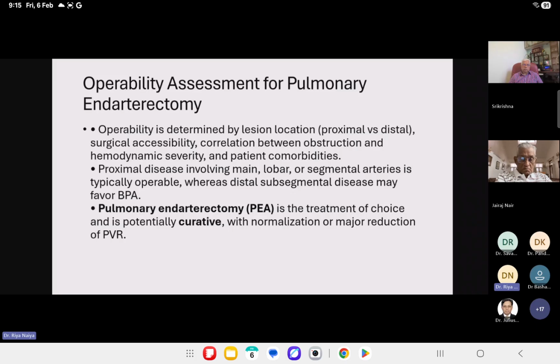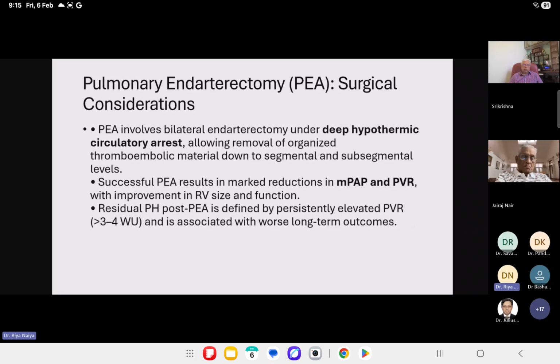Pulmonary endarterectomy, or PEA, usually involves bilateral endarterectomy under deep hypothermic circulatory arrest, allowing for removal of organized thromboembolic material down to the segmental and subsegmental levels. Successful PEA results in marked reduction of MPAP and PVR with improvement in RV size and function. Residual PH even post PEA is defined by persistently elevated PVR, even more than 3 to 4 Wood units, and is usually associated with worse long-term outcomes.